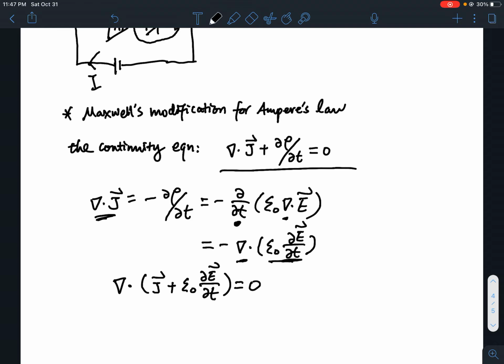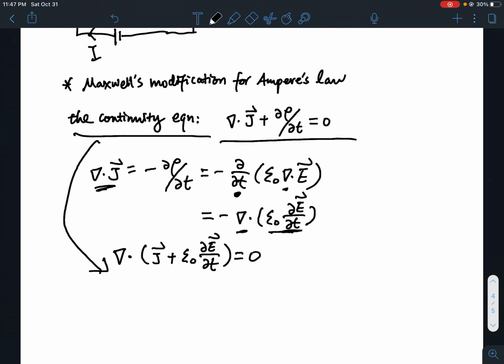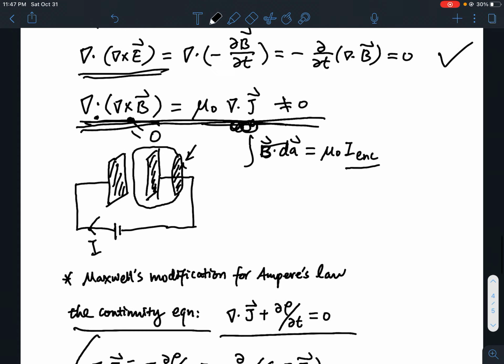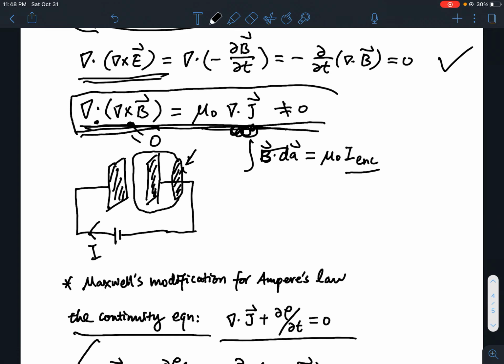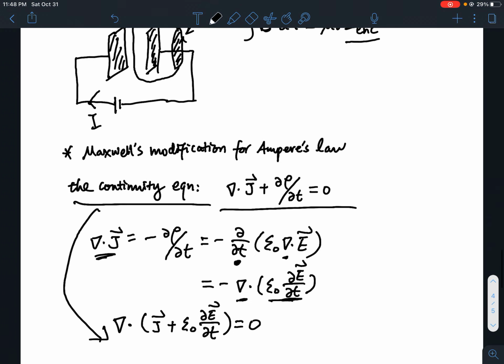So this is still the continuity equation, because we derived it from there. You can see that currently we have a problem with Ampere's law. This side should be 0, but it turned out to be not 0. And we have this equation, which really says this is equal to 0.